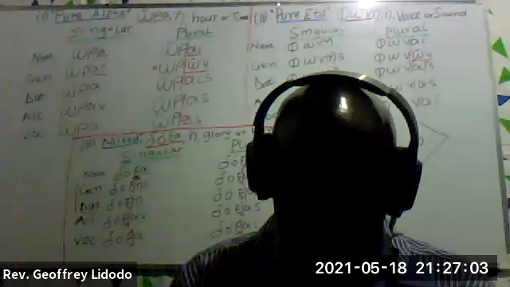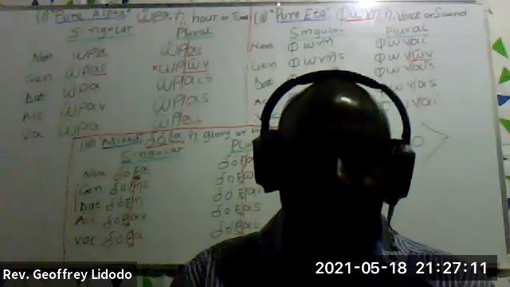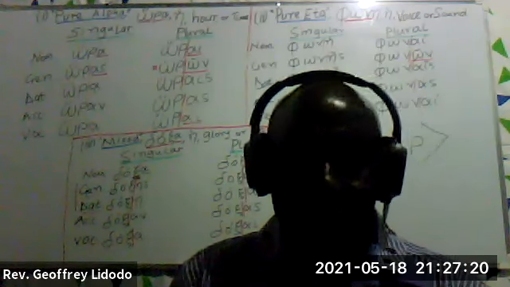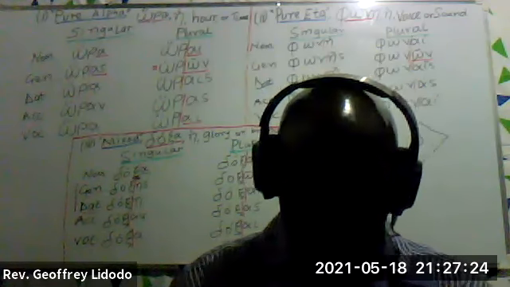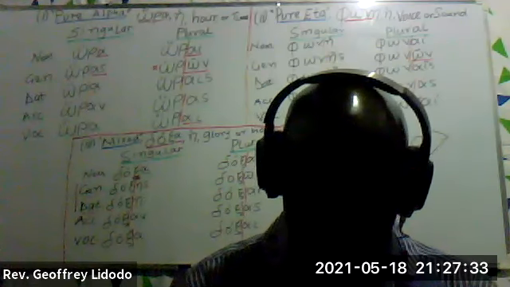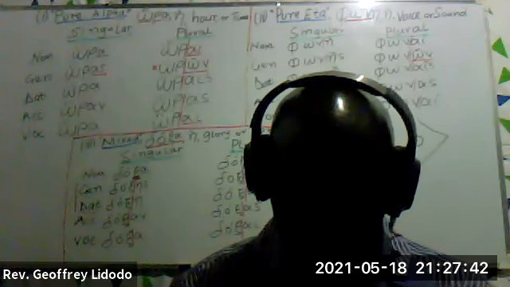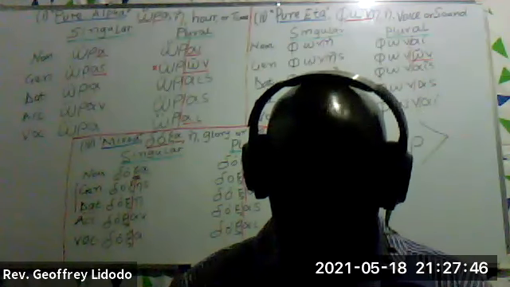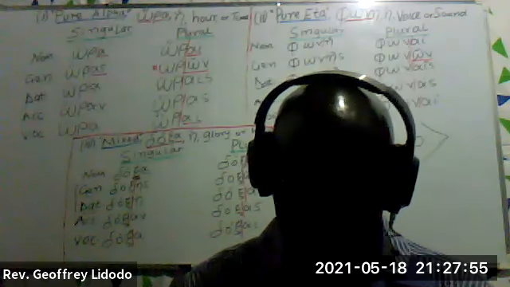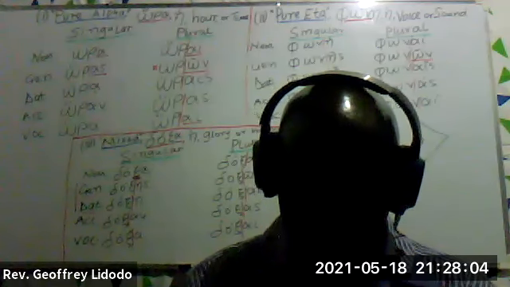So adelphos, you can see the article there is ho, and the meaning of adelphos is brother. Remember, sister is adelphe, and the brother is adelphos. And then the word alla, that is not a noun. It is a conjunction, which means but. Alla, but. And then we have anthropos, which means man or human being, or person. Anthropos may mean man, human being, person.